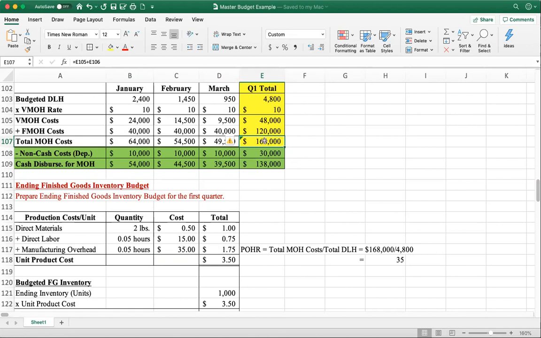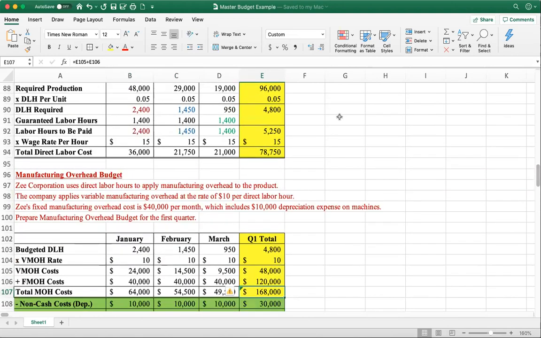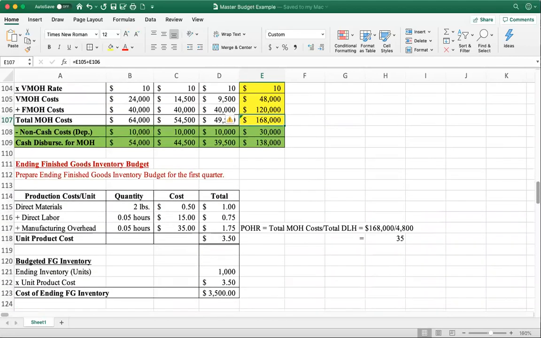So for unit calculation purposes, we have 168,000 divided by 4,800 units. That's coming from your direct labor, 4,800 hours. So direct labor hours are 4,800 hours, the actual or budgeted direct labor hours, right? In this case, 4,800. So we calculated 35. So 35 times 0.05 is 1.75. Add them together, this is 3.5. So the unit cost is 3.5.